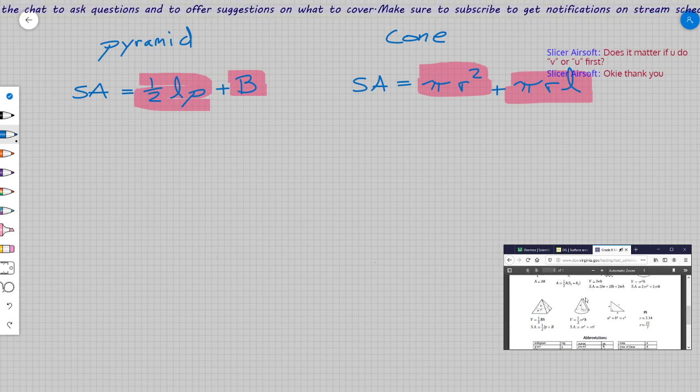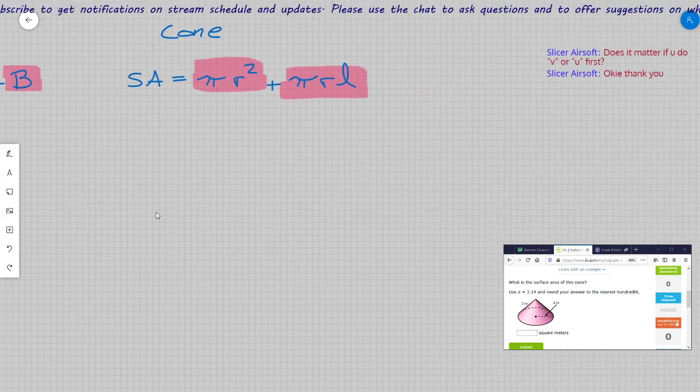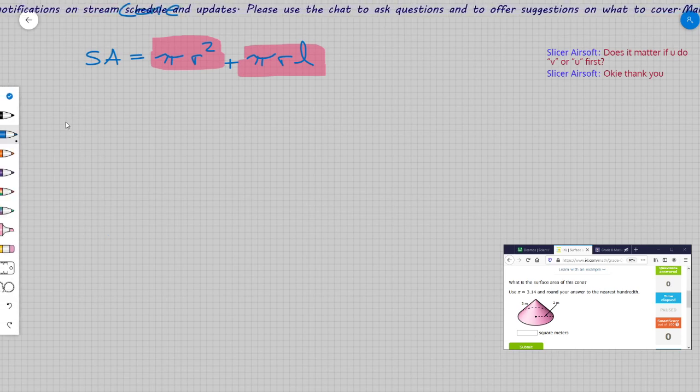The slant length goes down the ridge or the slope of the cone, and the height is perpendicular to the base. It's straight up and down from the base. And you can tell it's straight up and down when you see that little right angle mark. That means it's perpendicular. Alright, so I'm going to move this over just a little bit so we're just focused on this formula. And again, this is just from the IXL problem that I have up.